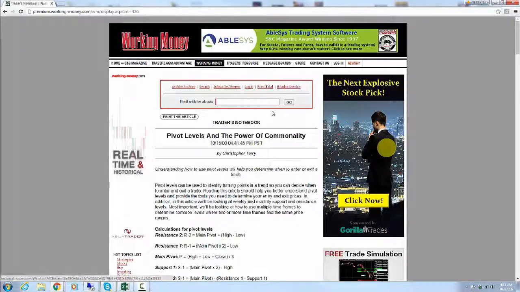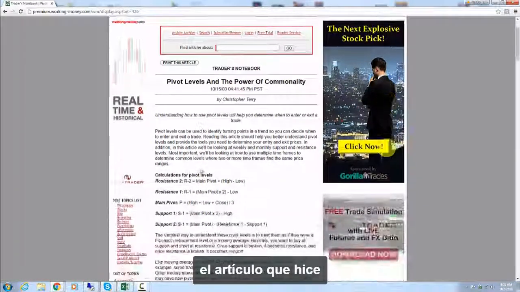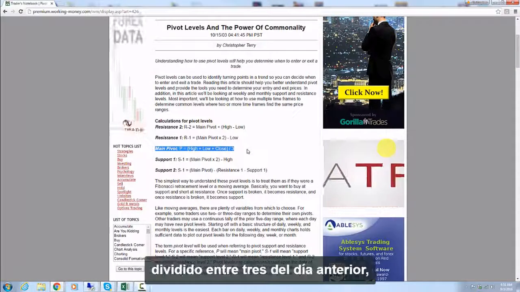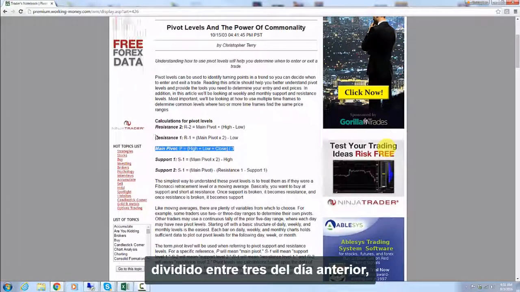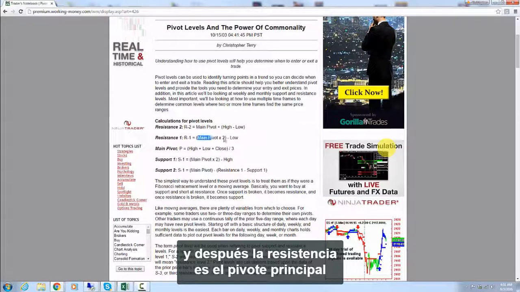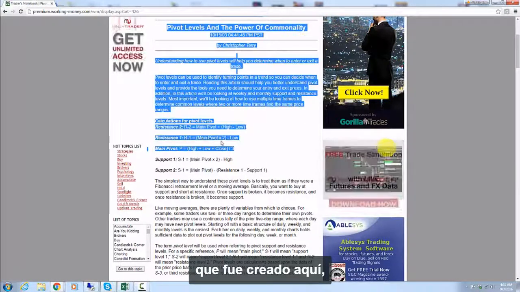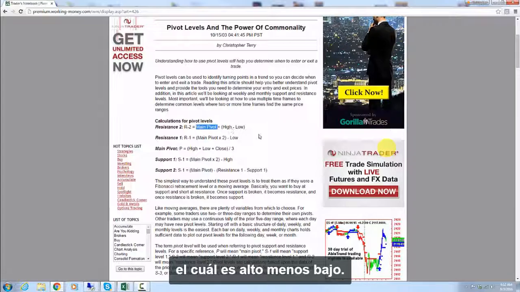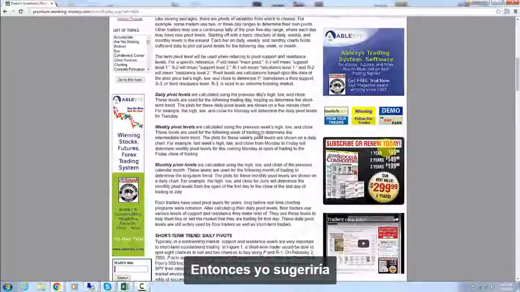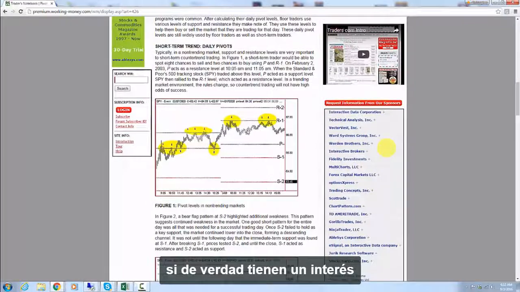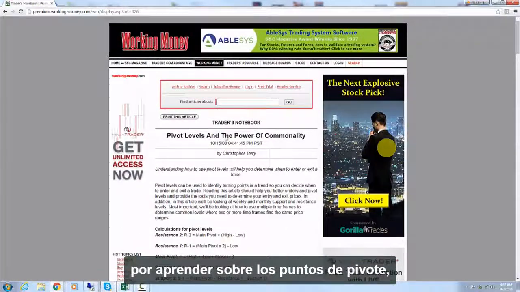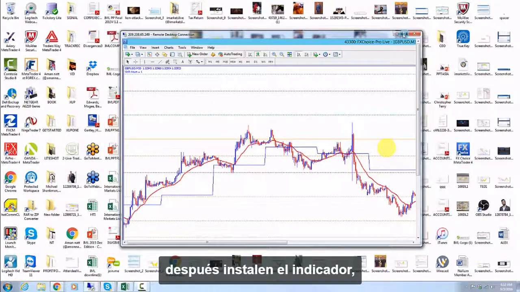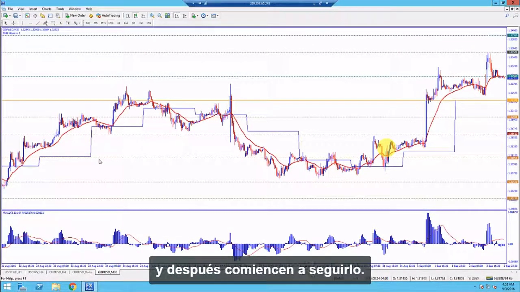Okay, so again, not to get too deep into it, if you want, you can research the article I've done, where you have the main pivot, which is high, low, and close, divided by 3 from the prior day. And then resistance is the main pivot, which was created here, minus the low. And then the next one is the main pivot, which is high minus low. So I would suggest, if you really have an interest in learning about pivot points, I would revert back to this article, then install the indicator, and then start following it.